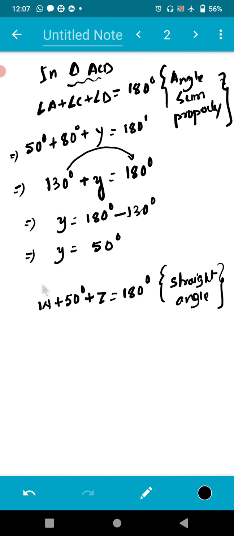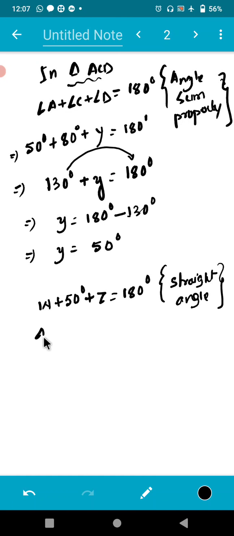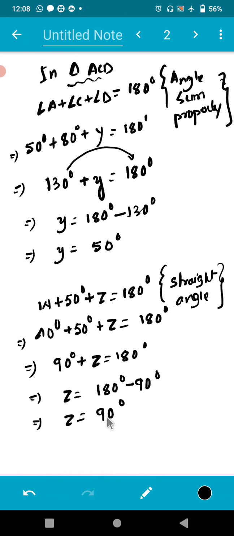Now, in place of W, what will we write? What is the value of W? 40 degrees. So, we will write 40 degrees plus 50 degrees, and we have to find the value of Z. Now, we will add these two, 40 plus 50 is 90 degrees, plus Z is equal to 180 degrees. Now, Z is equal to 180 degrees minus 90 degrees, and in this way you get the value of Z as 90 degrees. So, this is the solution of question number 7 of exercise 15B.